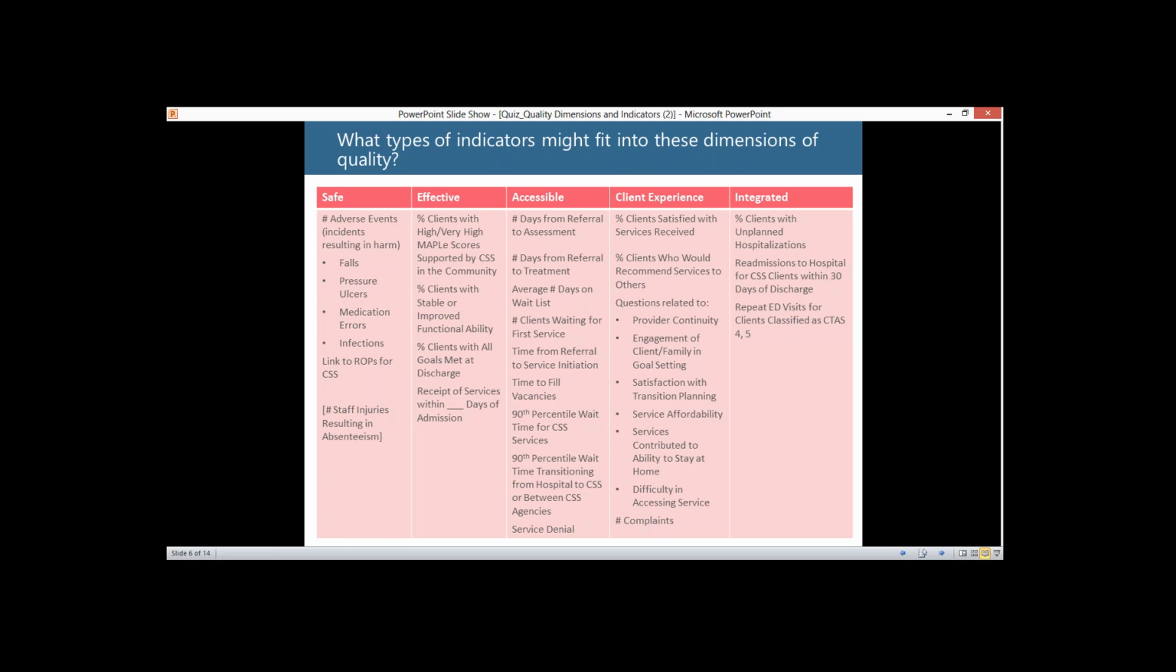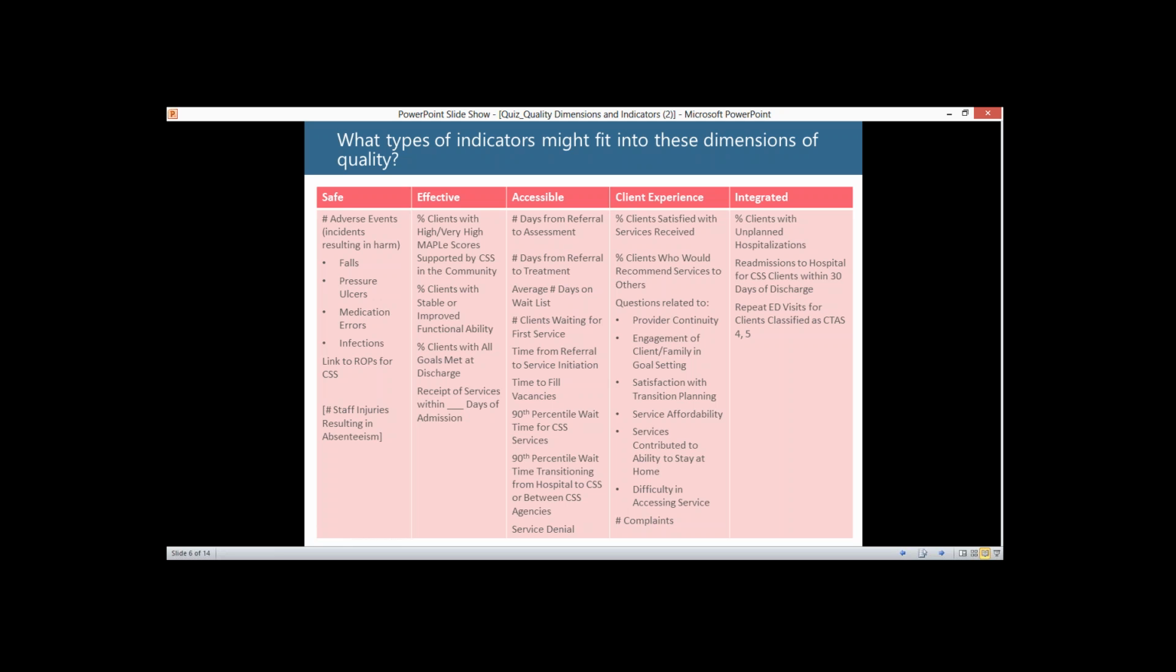The next column, client experience, can be anything generally taken from a standardized client satisfaction or client experience type of survey. It can be at a high level, like the number or the percentage of clients who might recommend your service to others, or it can be more detailed, focus on a particular issue like provider continuity or difficulty in accessing service, but the client perspective on that, or anything else that comes from this type of survey.